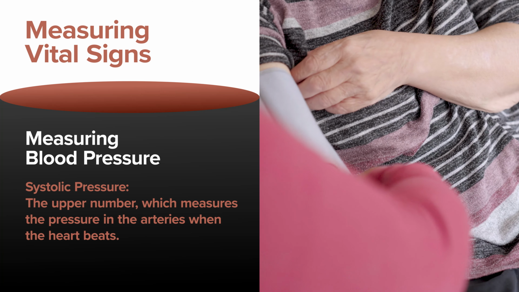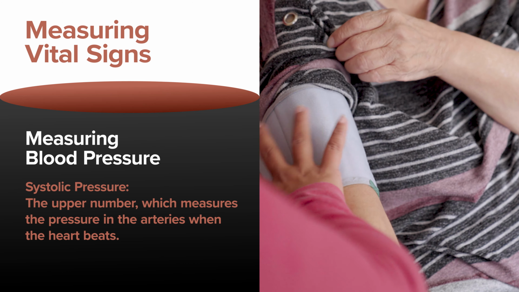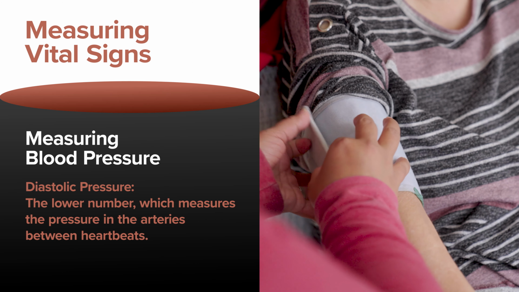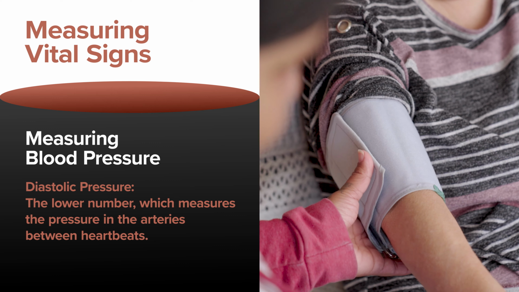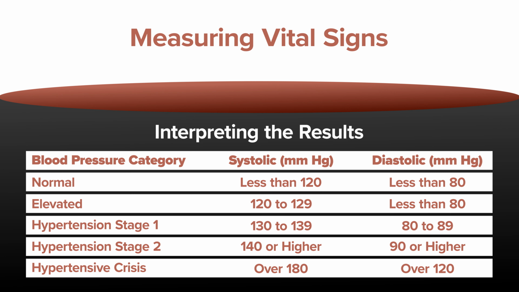Systolic pressure. The upper number, which measures the pressure in the arteries when the heart beats. Diastolic pressure. The lower number, which measures the pressure in the arteries between heartbeats. Interpret the results based on the blood pressure categories.